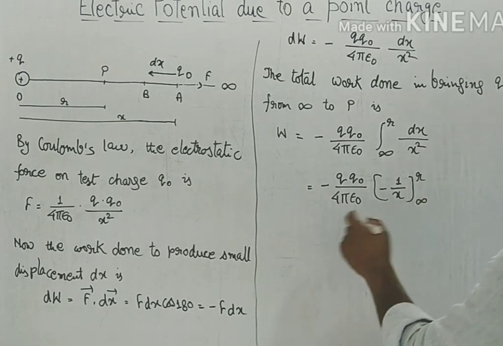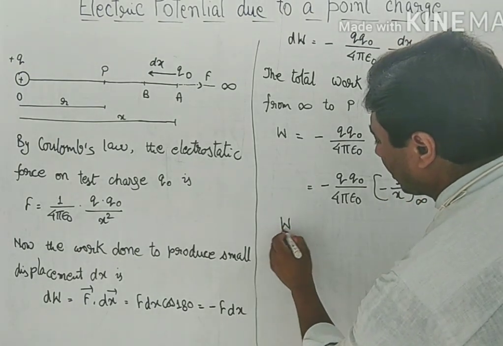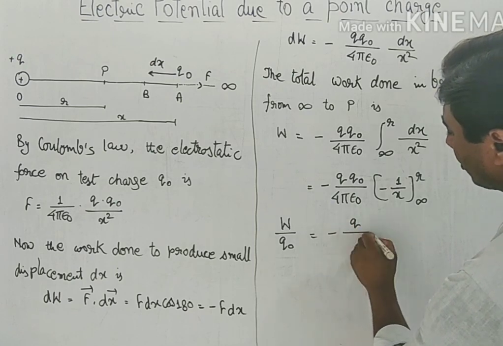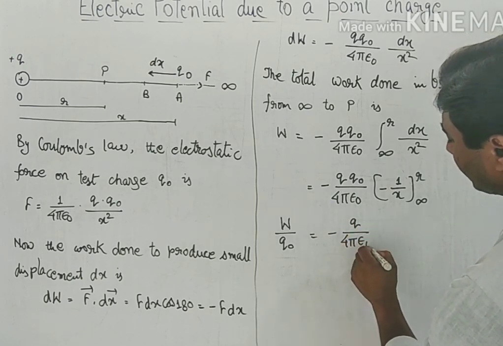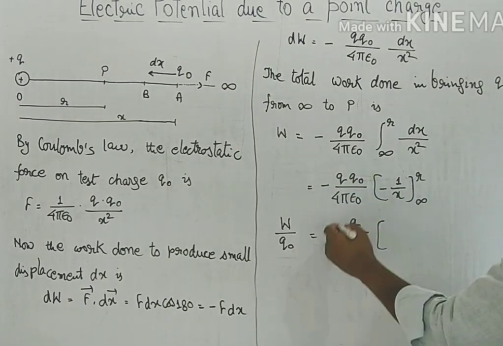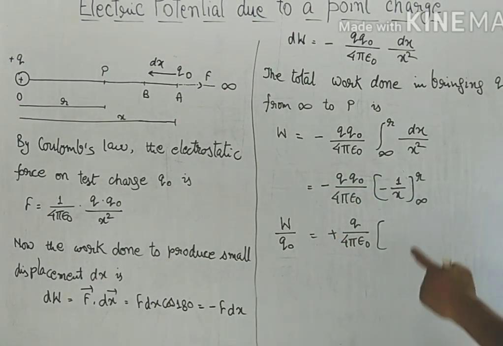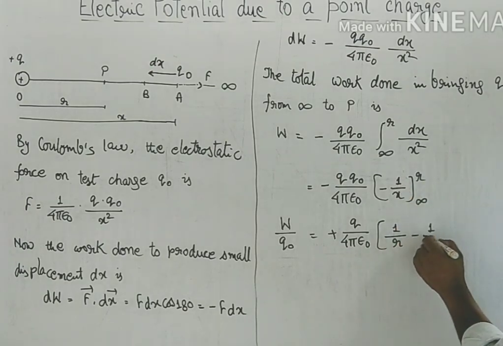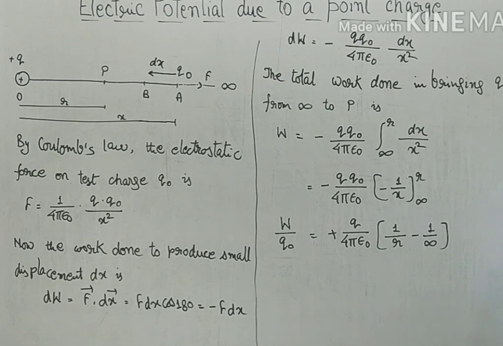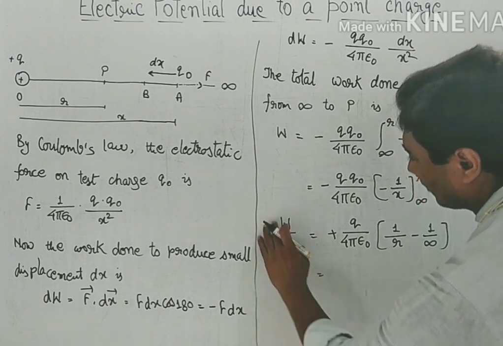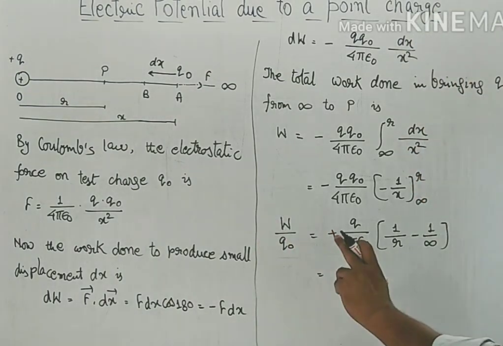Now dividing both the sides by q naught, the test charge, this is minus q upon 4 pi epsilon naught. Here when you take this negative sign out, it gives plus, and just placing the limits we will be having 1 by r minus 1 by infinity. As 1 by infinity is 0, this finally gives us, this is basically what? The potential at point P.